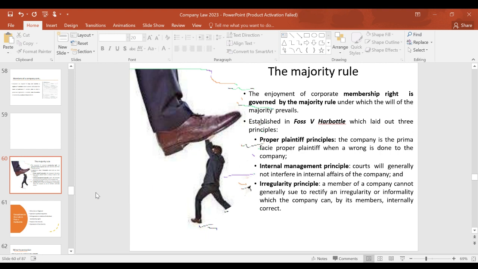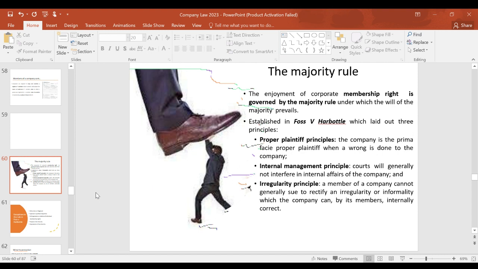So if there is a problem with that, then the proper plaintiff to go to court on its own behalf is the company, not one of the minority shareholders who is complaining of a decision which was made by the majority in a general meeting. The second principle established in Foss versus Harbottle is that internal management of the company should be left for the company itself to deal with internally, without any interference by the court.